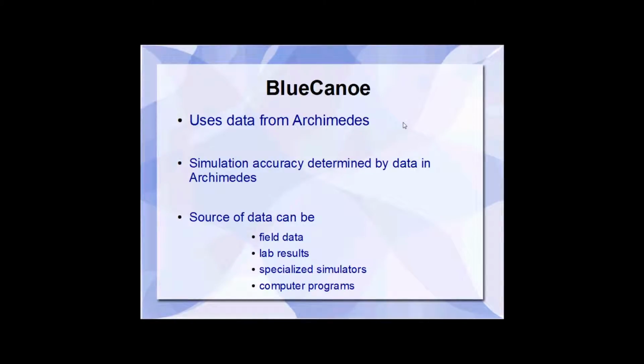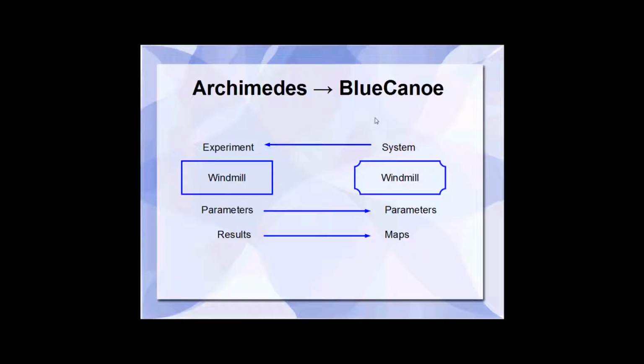So from where does Bluecanoe get its maps? Bluecanoe pulls out data from the Archimedes database. The accuracy of a simulation in Bluecanoe is completely determined by the accuracy of the data that it got from Archimedes. The source of the data can be one of several places. It can be data that you actually collected live in the field. It can be the results of tests you conducted in the laboratory. It can be the output of specialized simulators, or it can even come from a computer program that you wrote yourself.